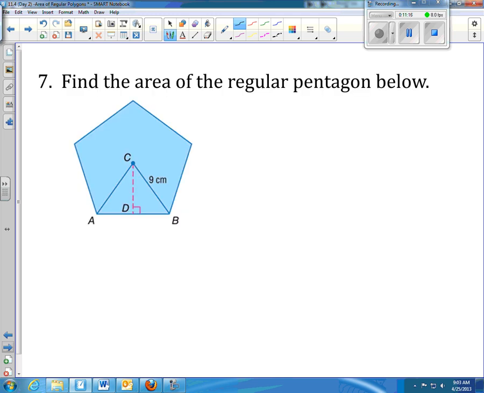We just have one left here, and it's to find the area of the regular pentagon. And again, you're given the hypotenuse for that smaller triangle here. This one's going to be just like number 5. So you're going to do a couple trig functions because you need to go ahead and find both the base and the height. So I want you guys to give that a try.